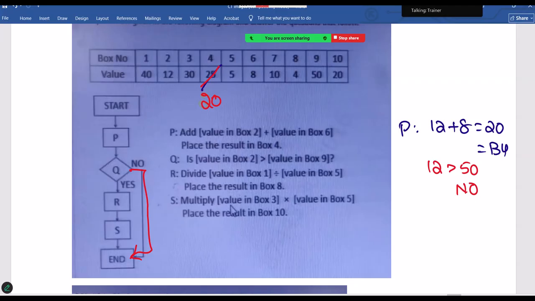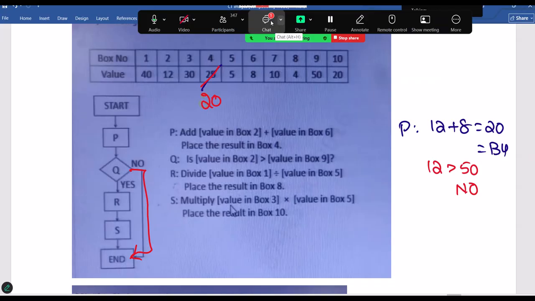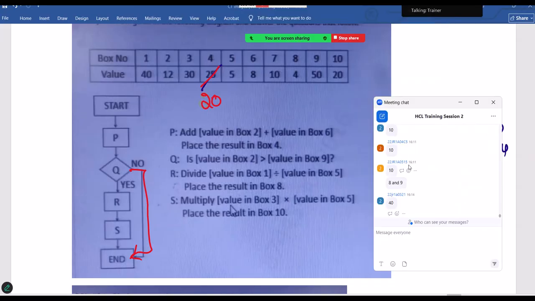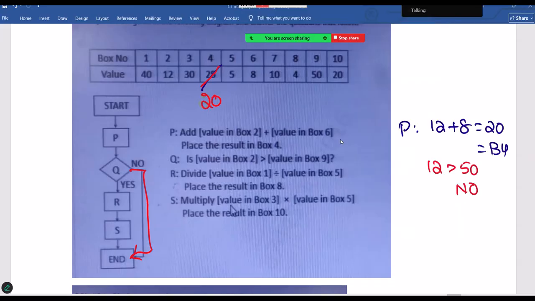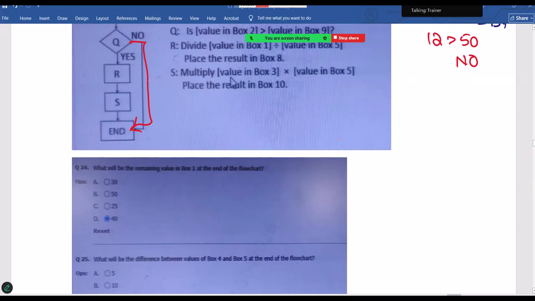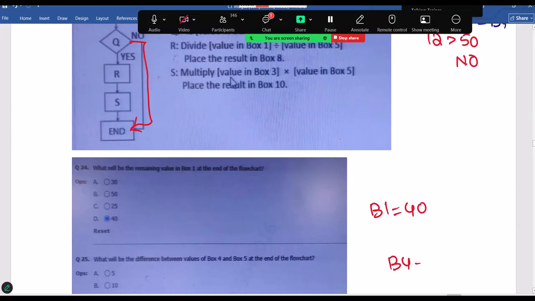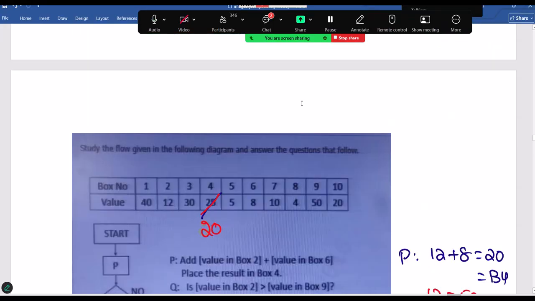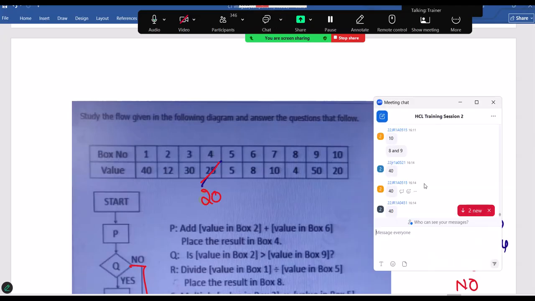Nothing to be done. Now, question is, what is there in box 1? First question, box 1 value. Box 1 is nothing but 40. Next one, difference between box 4 and box 5. What is the box 4 and 5 difference?